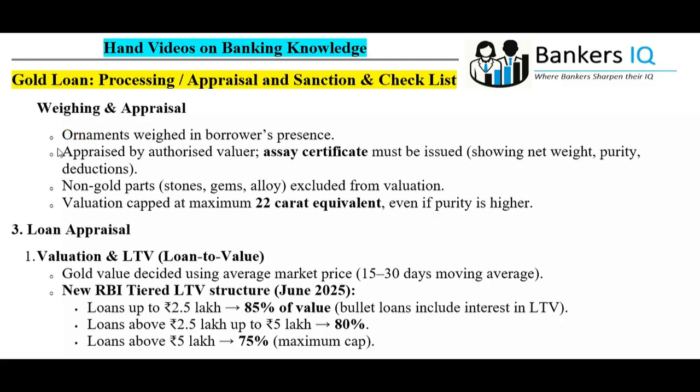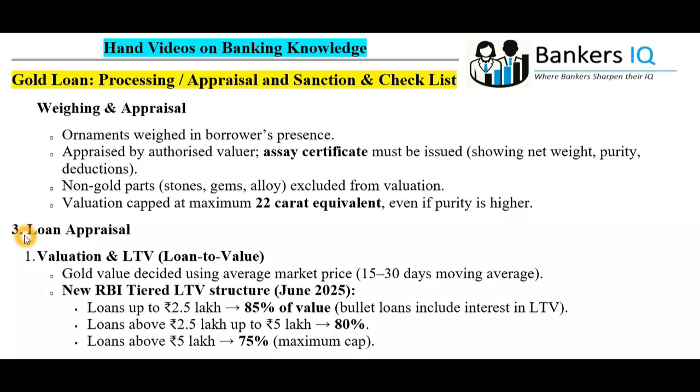Weighing and appraisal. Ornaments are weighed in the borrower's presence only. They are appraised by an authorized valuer, and a certificate must be issued showing the net weight, purity, and deductions. Non-gold parts like stones, gems, and alloy are excluded from valuation. Valuation is capped at a maximum of 22 carat equivalent only, even if purity is higher, 23 or 24 carats.